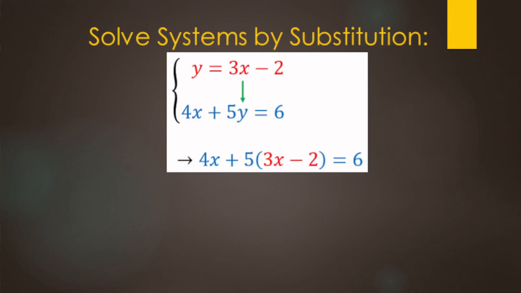So remember, when we're solving these by substitution, figure out what one of the variables equals, the expression that it equals. In this case here, y equals 3x minus 2. So we're going to replace the y in the other equation right here with what y equals, 3x minus 2. And then solve.